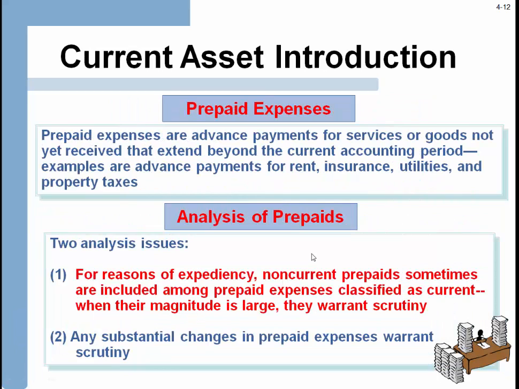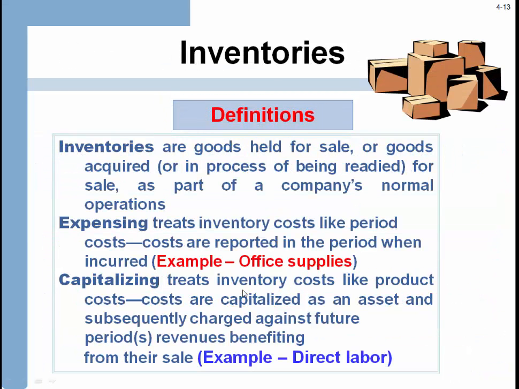Prepaid expenses is another one. The one we've typically seen in most cases is prepaid rent or prepaid liabilities. But these are just classified as current when their magnitude is large, and there are a couple of things you want to look at. Any substantial changes in prepaid expenses you have to really look at, and what their magnitude is. A lot of them end up being things like prepaid taxes.